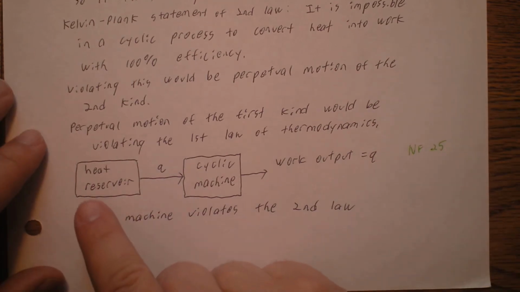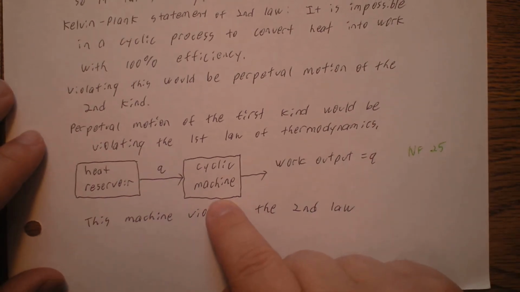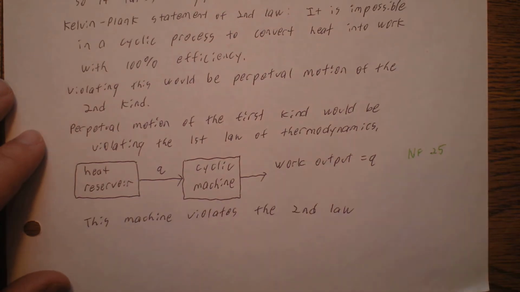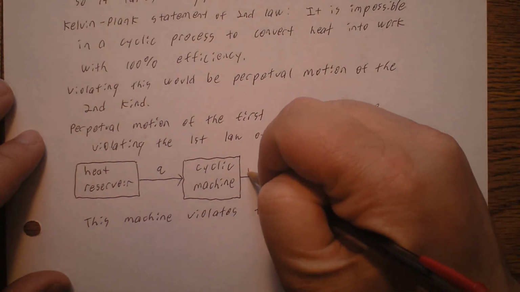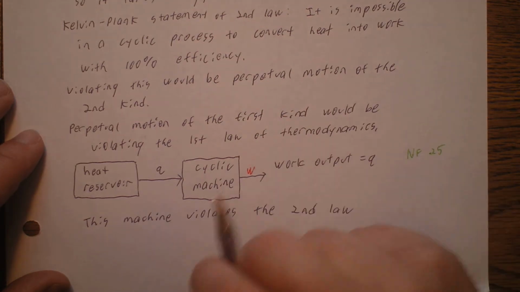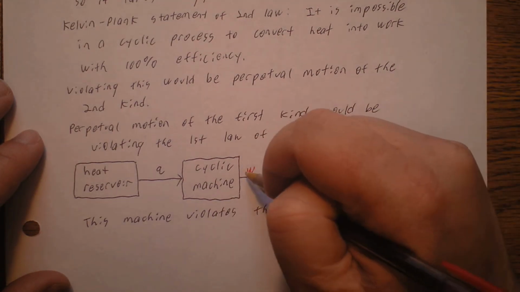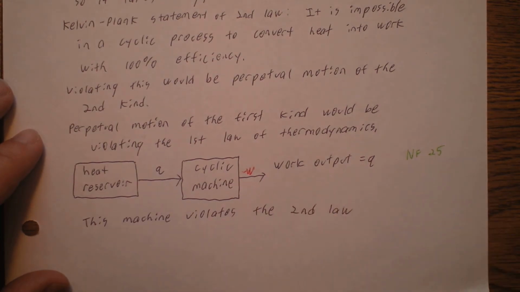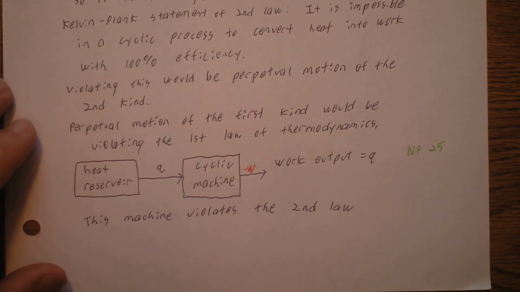So, let's say we have a heat reservoir and our cyclic machine, and somehow Q goes in, work comes out. We can abbreviate that W, of course. Although actually coming out, then I guess it would be minus W. So work output equals Q. That's impossible. This machine violates the second law of thermodynamics. Okay, that's all for section 1.